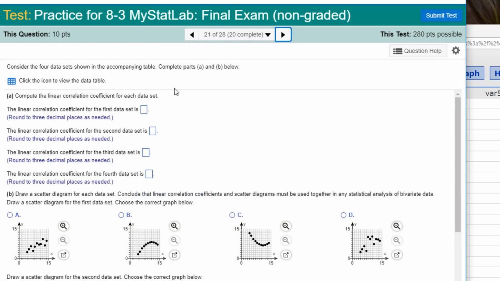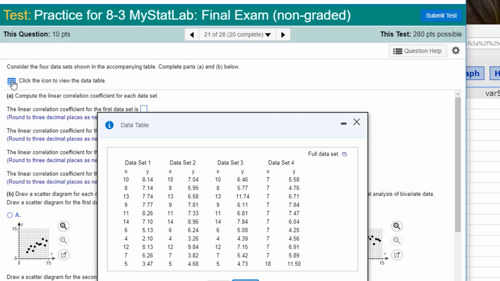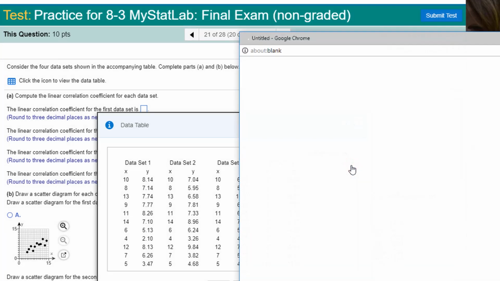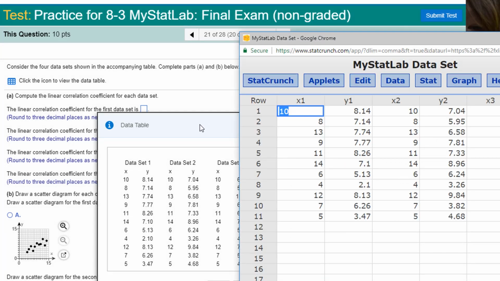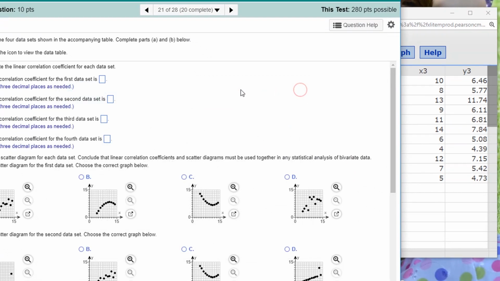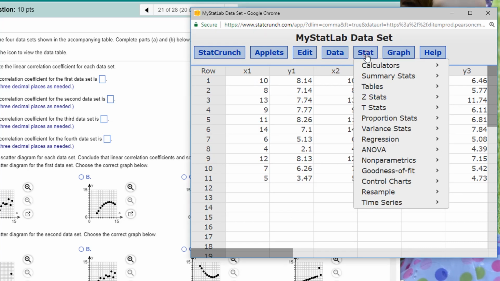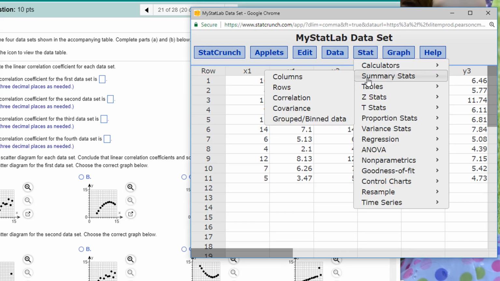Okay, cool. So consider 4 data sets shown in the accompanying table. 4 data sets. Wow. Let's open everything in StatCrunch. We have all these data sets. We're going to find correlation coefficients, and we're going to create scatter plots. So let's just get to it. We're going to go to stat. We can do summary stats of correlation.